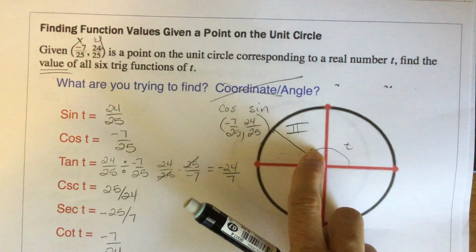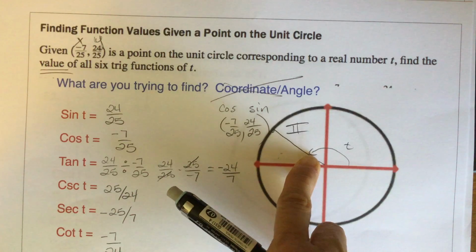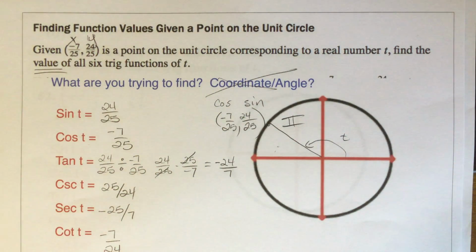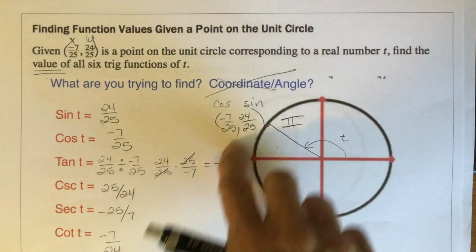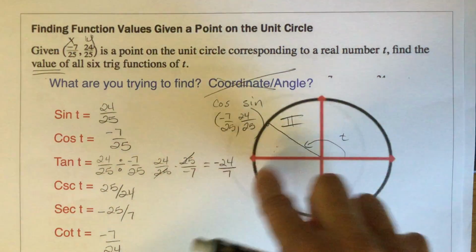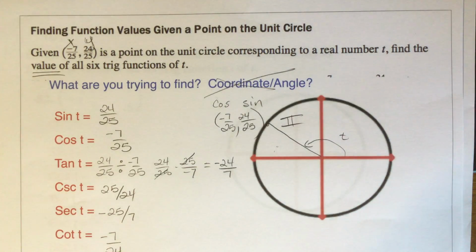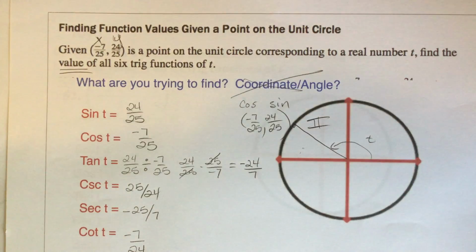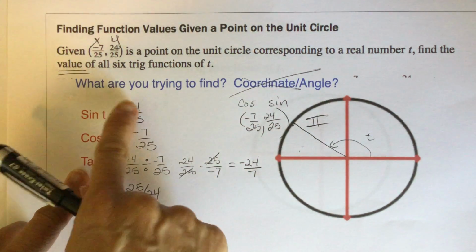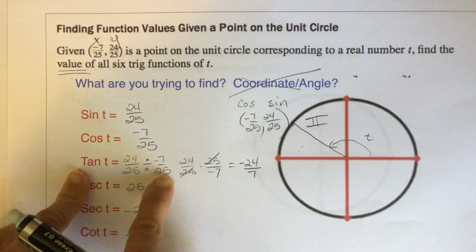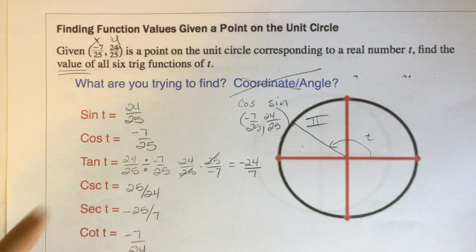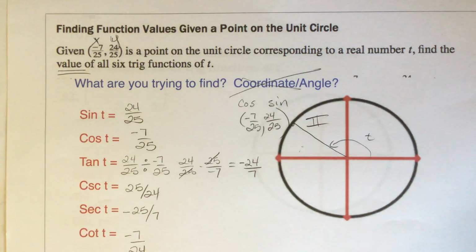So some angle t, it's not asking me to find that. It's saying find all of the 6 trig functions, find their exact values. And anytime you hear the word value, they're wanting these numbers out here. They're not wanting the angles in there. So again, cosine and sine were spelled out in the problem. Tangent, you can see I divided y by x, meaning I took my second fraction and multiplied. And so those 25s cancel out and I get negative 24/7.